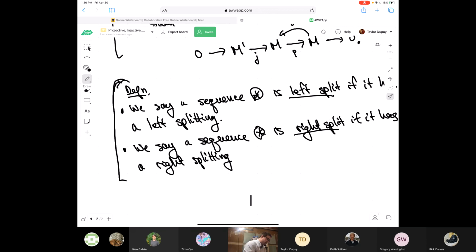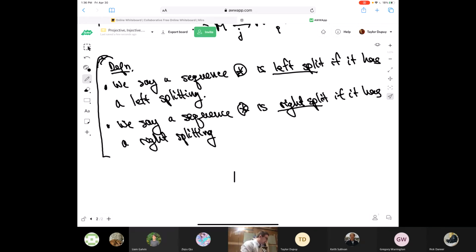Sometimes one thing that you like to study is the collection of all splittings. So that becomes an important thing. That's actually something that I'm looking at right now. So one of my research projects, one of the things I need to study is the set of splittings of a certain sequence.